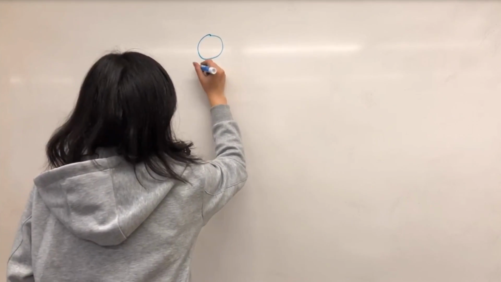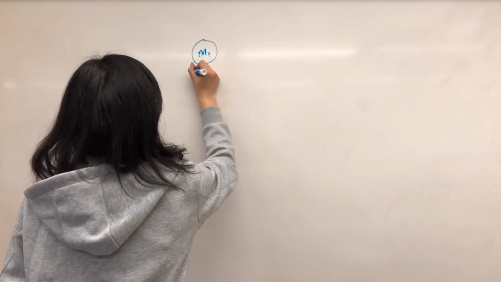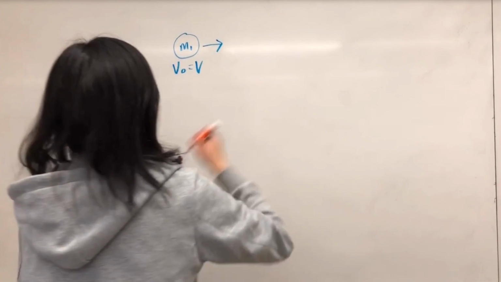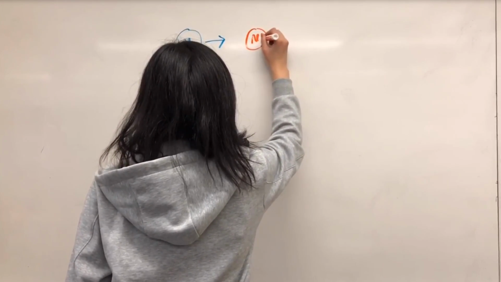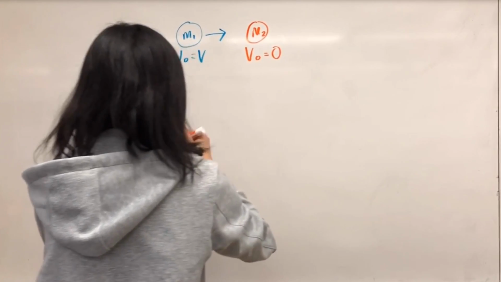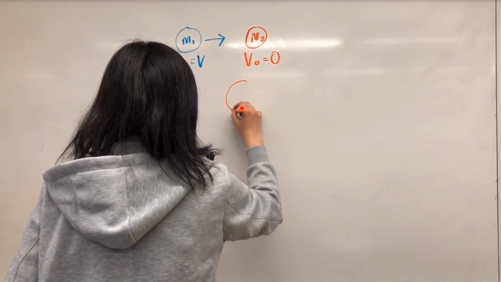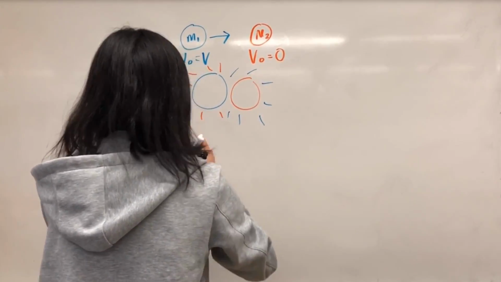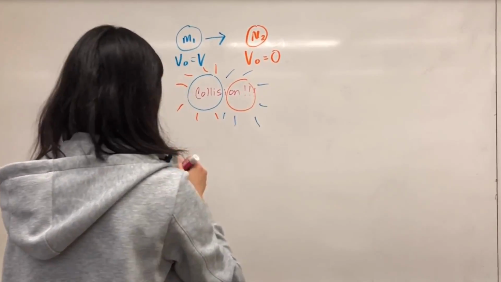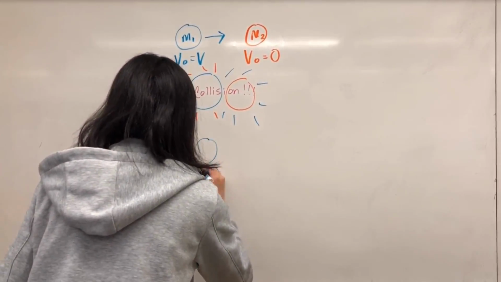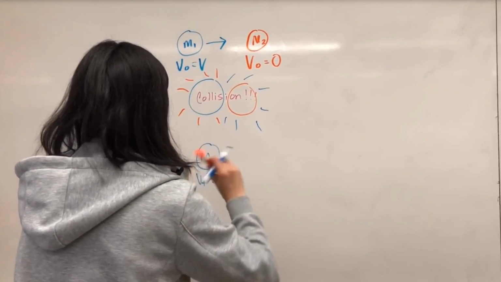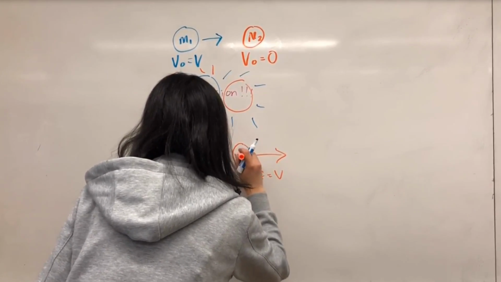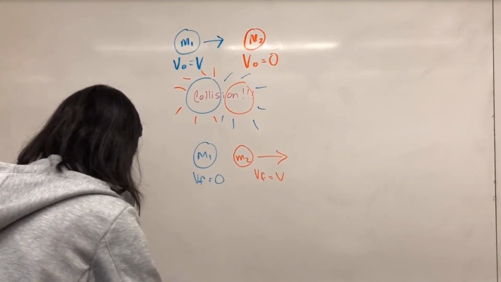Okay, so this mass 1 with an initial velocity of v is traveling this way. It collides with this one, m2, of initial velocity equals 0. And now for v final, this becomes 0, and this one is going to be moving this way at a final velocity of v, m2.